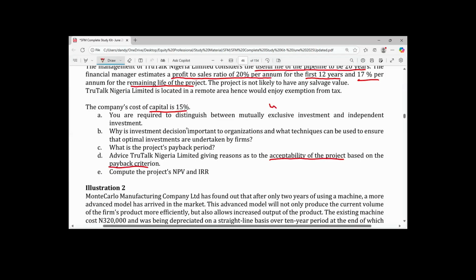It's not sufficient for you to just explain what is mutually exclusive and what is independent investment. You have to give an example for you to be able to earn your full mark. So that is as per that.